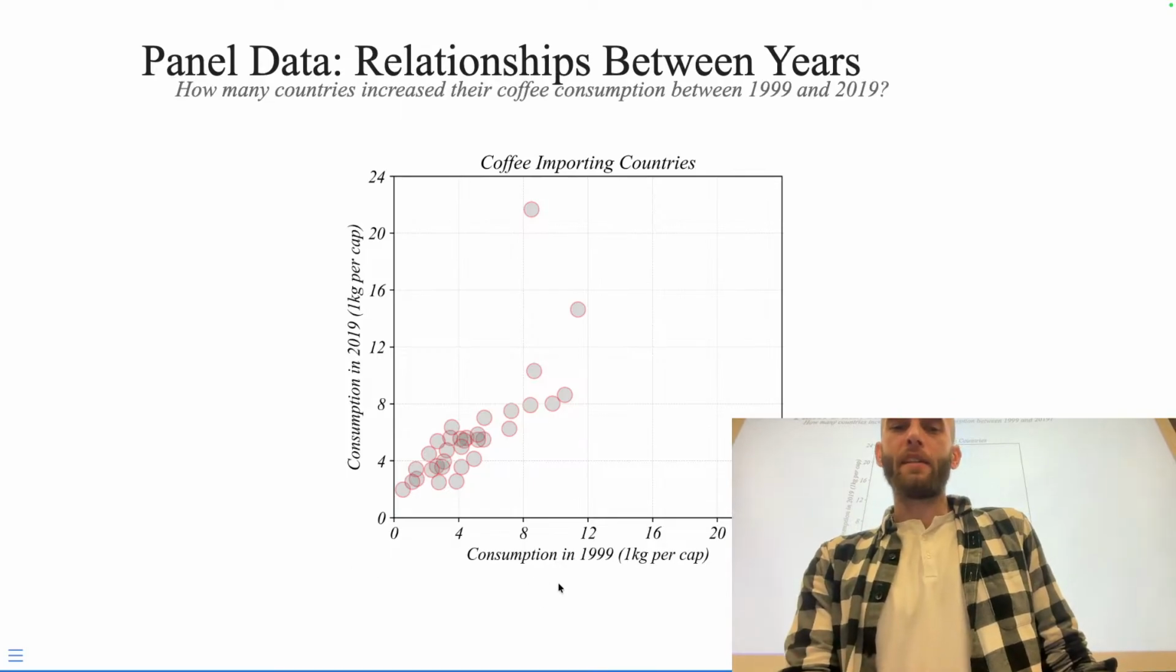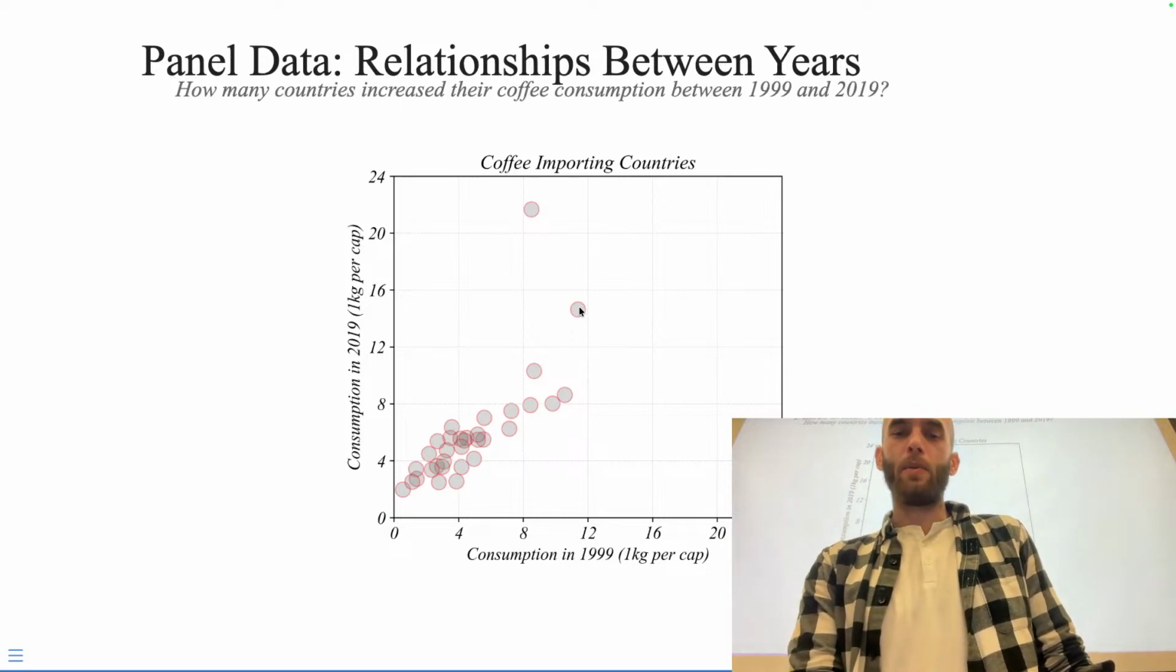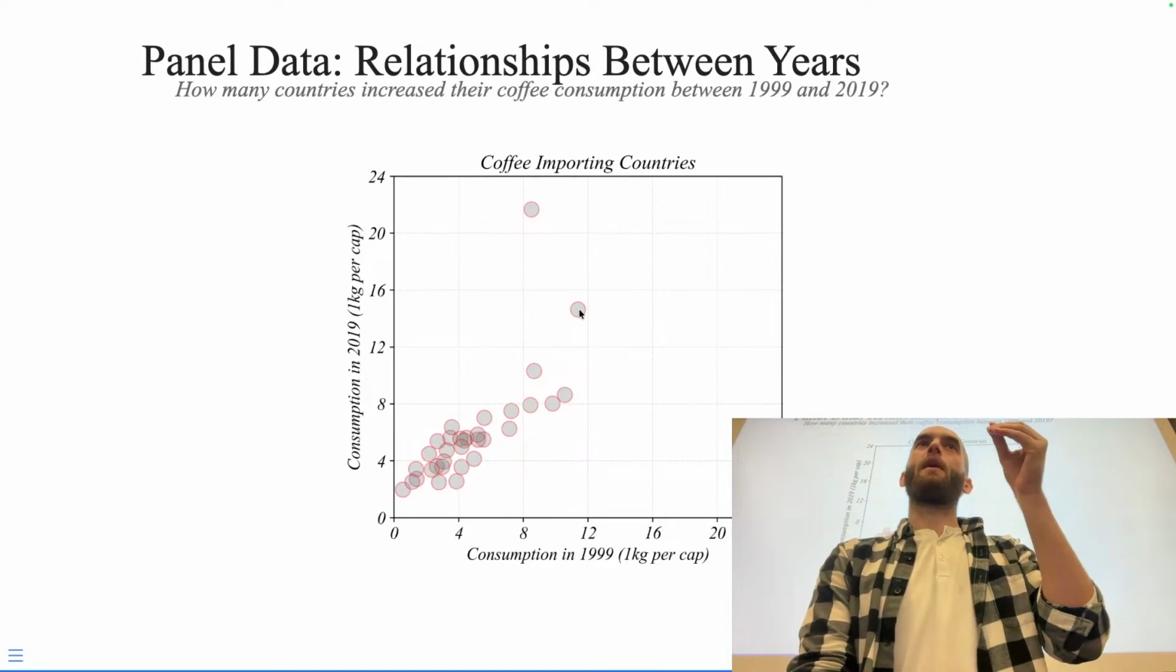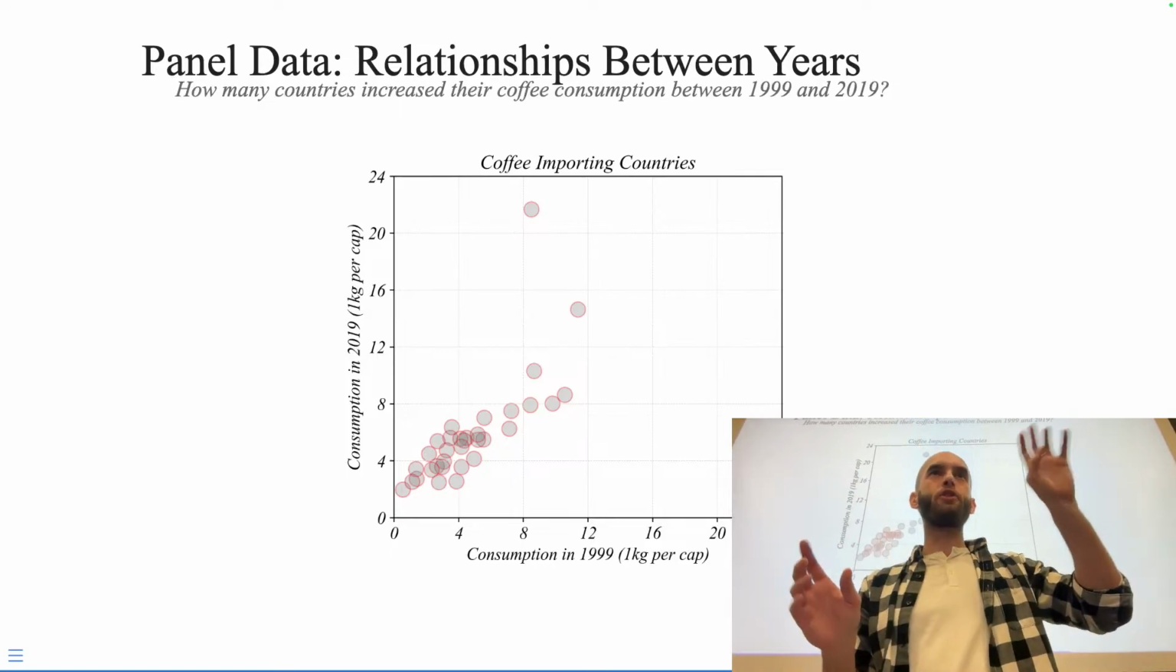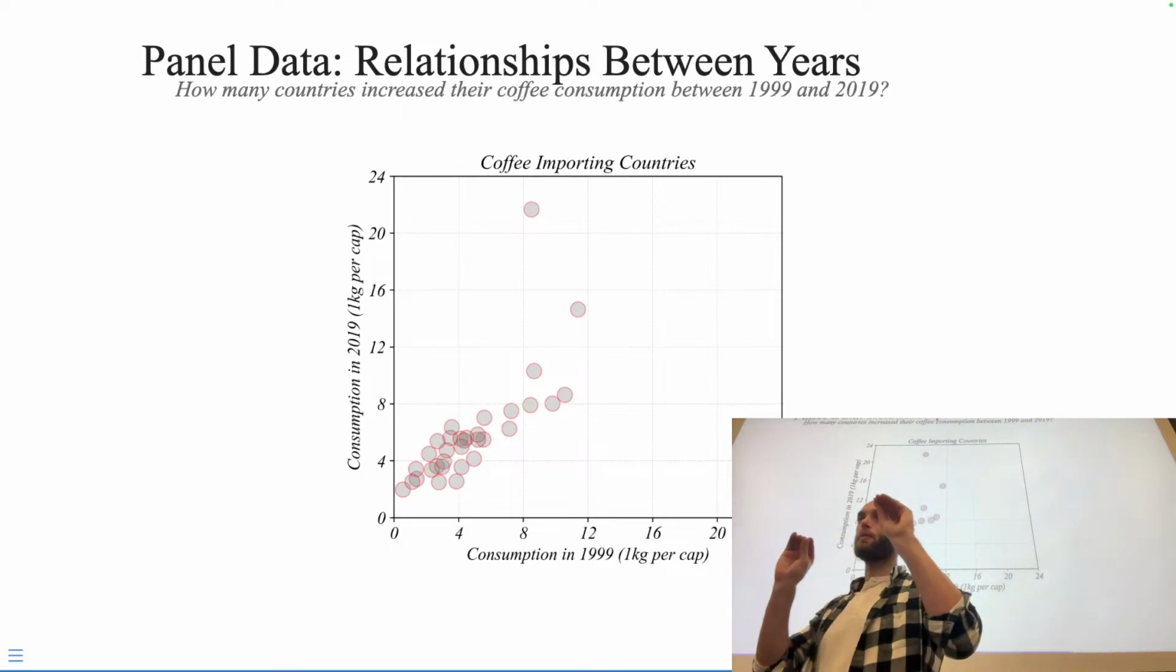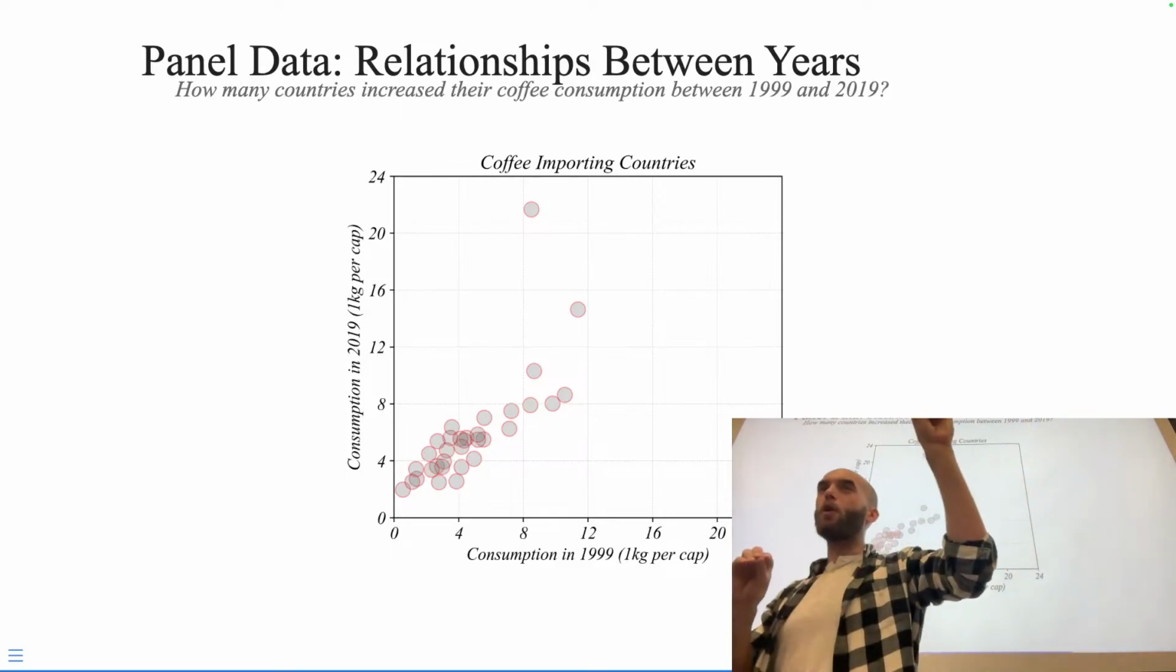So on the horizontal axis, I have coffee consumption per capita in 1999. This country is consuming just under 12 kilograms per capita in 1999. But then on the vertical axis, we have coffee consumption per capita in 2019. And you can see that they've increased their coffee consumption per capita to maybe 15 kilograms per capita. So what this figure is showing us is the coffee consumption per capita, encoding both years.